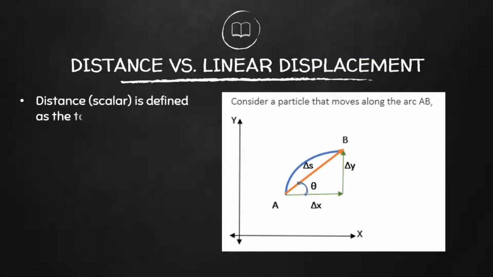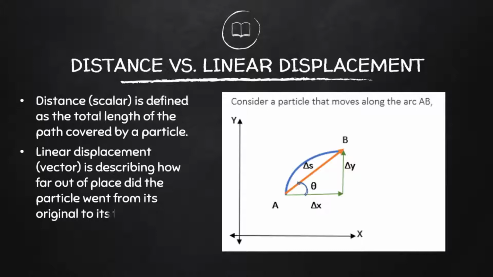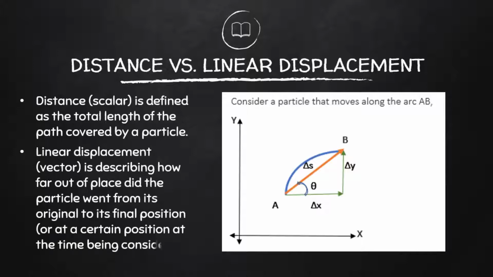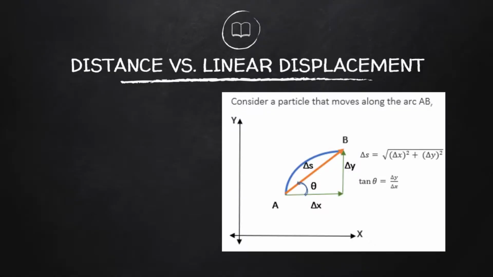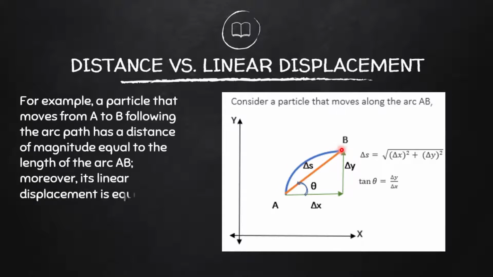Distance is a scalar quantity which is defined as the total length of the path covered by a particle, while linear displacement is a vector quantity which describes how far out of place the particle went from its original to its final position, or at a certain position at the time being considered. For example, a particle that moves from A to B following the arc path has a distance of magnitude equal to the length of the arc AB. Moreover, its linear displacement is equal to the arrow AB, or simply delta S.